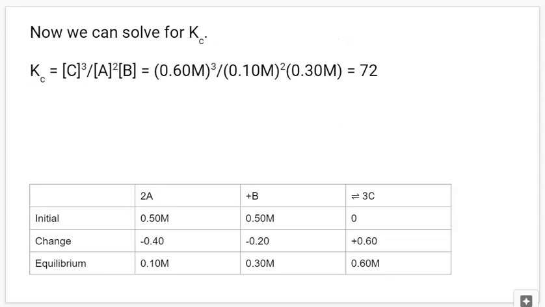And then finally, we can use those equilibrium concentrations to solve for Kc by making an equilibrium expression. So Kc is equal to the products over the reactants, all raised to the power of their coefficients. And then we can plug in all of the equilibrium concentrations we found, and we end up with an equilibrium constant of 72.